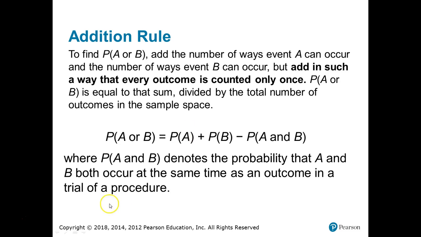So here is the equation that we'll be using. The probability of event A or event B occurring is the probability of event A plus the probability of event B minus the probability of event A and B. Because if that event happens, you're already counting it for the probability of event A and you're counting it for the probability of event B. So you're counting the same event happening twice.